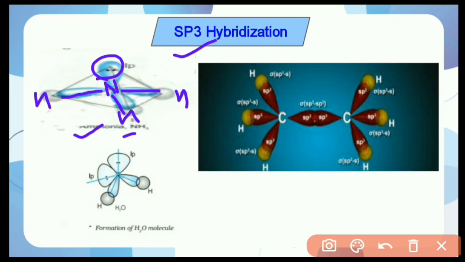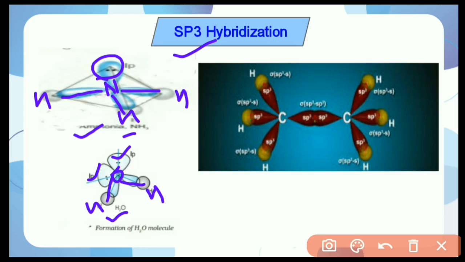The next example of sp3 hybridization is water, H2O. Here the central atom is oxygen. Oxygen forms 2 bonds with hydrogen and has 2 lone pairs, which are non-bonded electrons. Because of the presence of 2 lone pairs, its regular tetrahedral geometry is distorted and forms a bent shape.